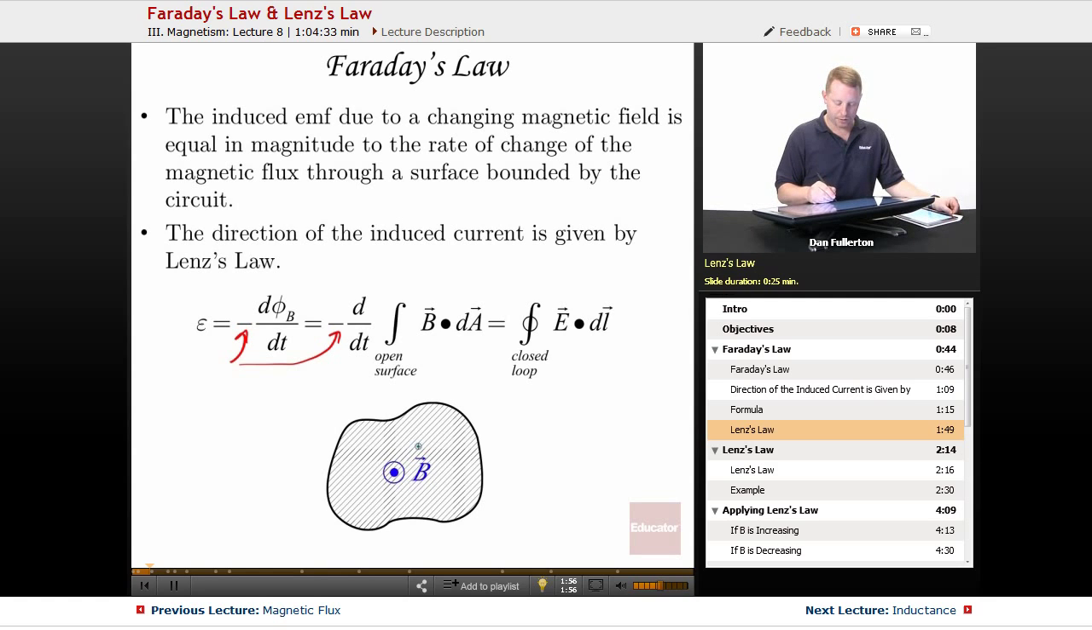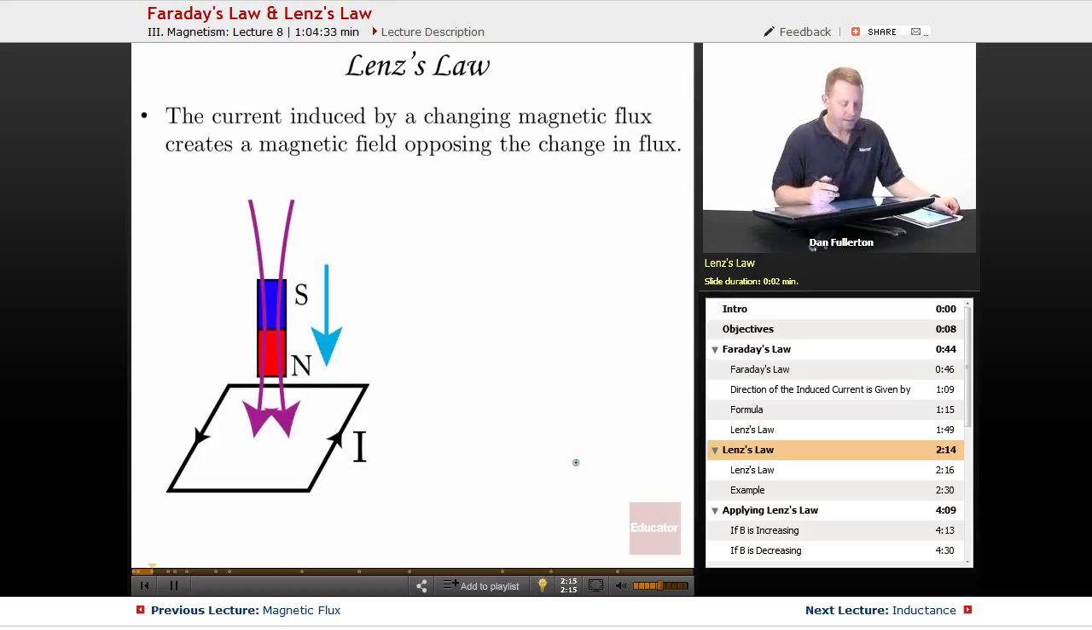So we have our surface, we have magnetic field through it, and the area is changing, or the magnetic field strength is changing, which leads to an induced potential difference in the circuit. The direction of that, whether it's going clockwise or counterclockwise, that piece comes from Lenz's law. So let's go to Lenz's law here. The current induced by a changing magnetic flux creates a magnetic field opposing the change in flux. Or the way I like to think about it is if something's changing, Lenz's law, the induced current or the induced potential difference, wants to counteract that.